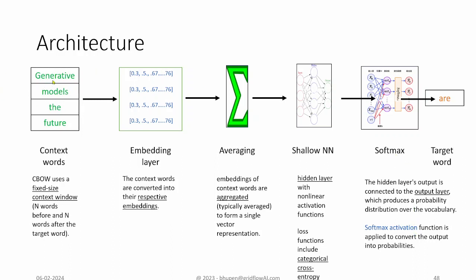Just for illustration, let's say this is the input context word, and the prediction is the center word, or the target word, and then we use a softmax activation function. Okay, so let's move on then.